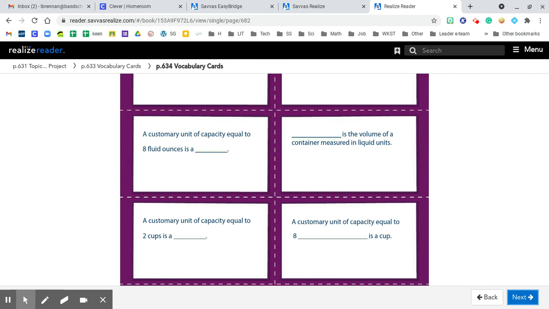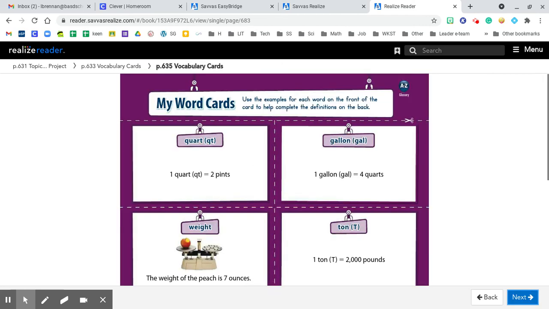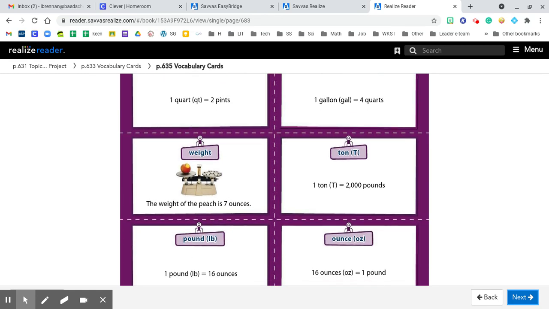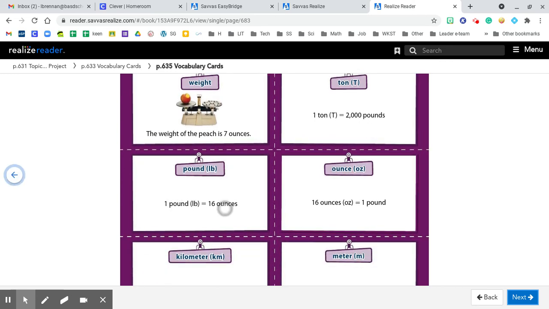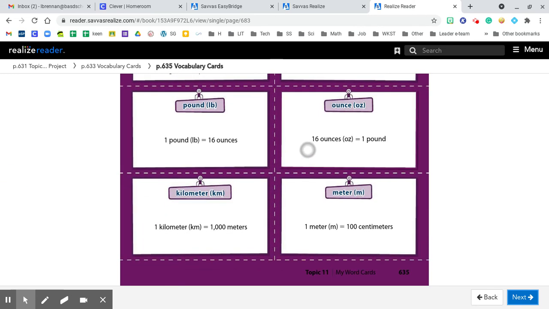Here we go. Capacity is, here I was on this one. Capacity is the volume. Customary unit of capacity, 2 cups is equal to a pint. Customary unit of capacity equal to 8 ounces is a cup. 1 quart is 2 pints. 1 gallon is 4 quarts. The weight of a peach is 7 ounces. 1 ton is 2,000 pounds. 1 pound is 16 ounces. 16 ounces is a pound.